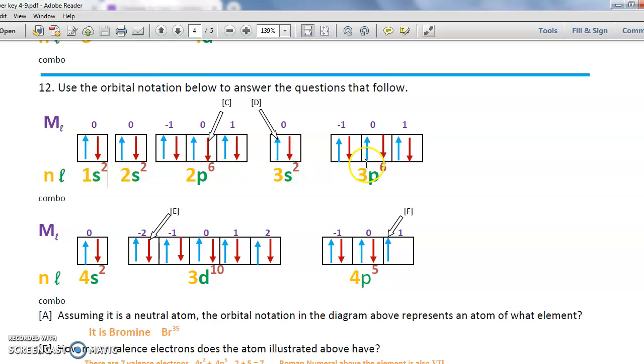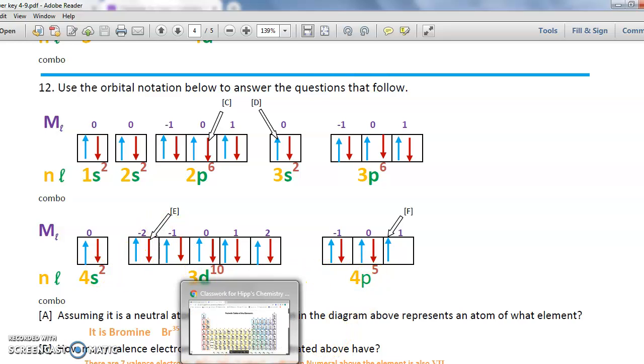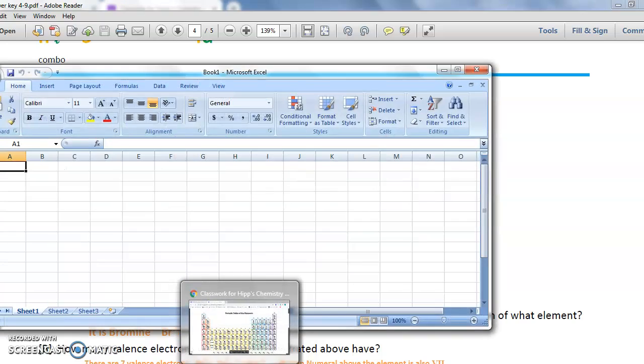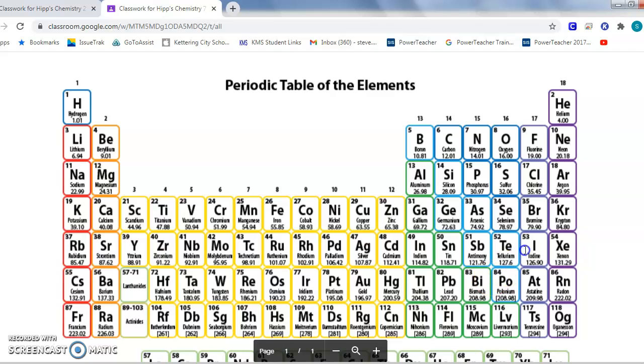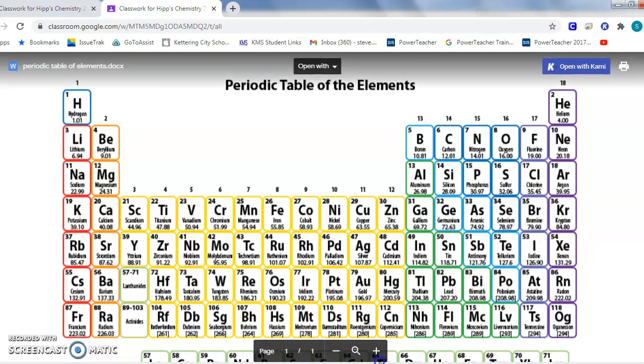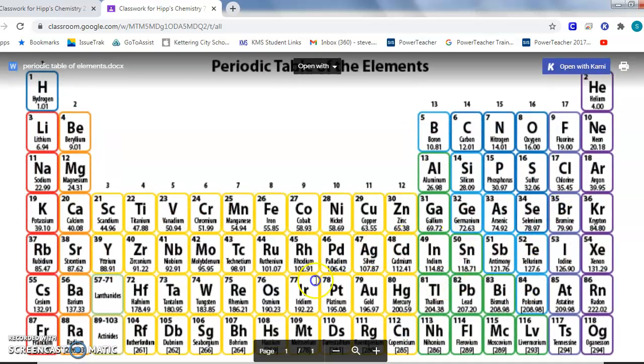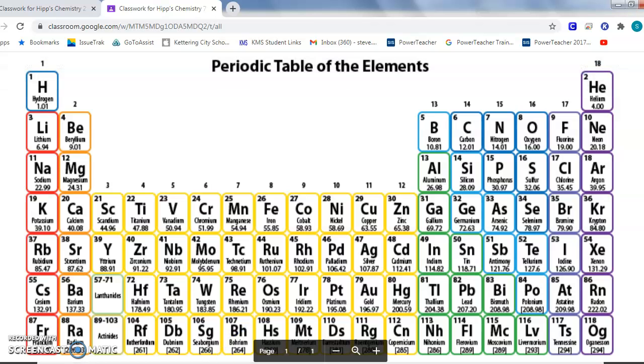2, 2, 6 is 10, 12, 18, 20, 30, 35. If we look on the periodic table, who's number 35? Number 35 is right here. It's bromine.